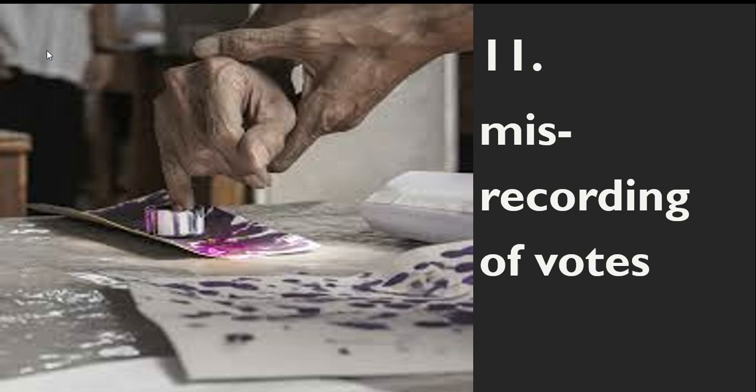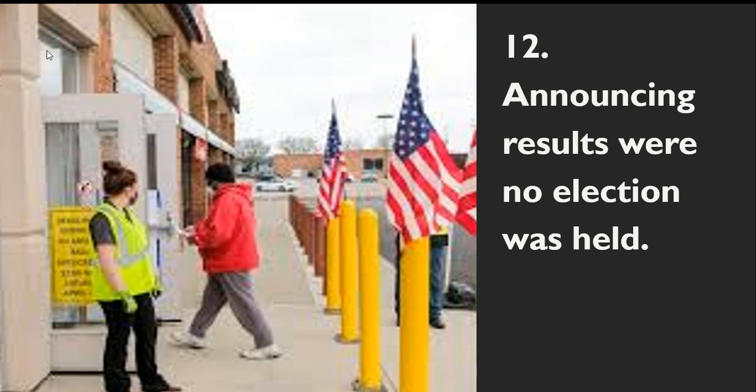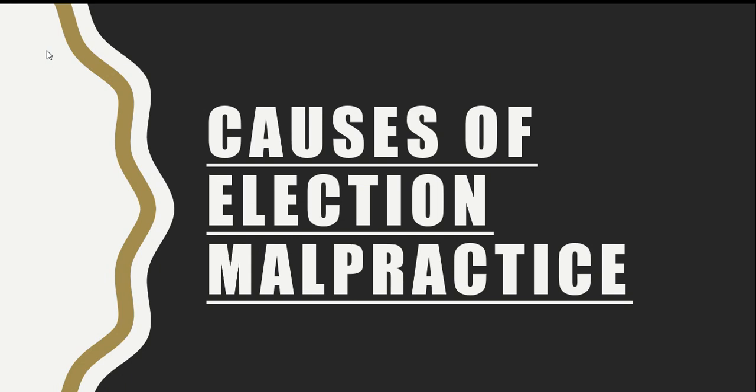That is electoral malpractice. The last but not the least is announcing results where no election was held. You find out that at times election will not happen in certain area. They will just stay in one place and forge election result and announce it. So these are the different forms of electoral malpractice. The next subheading says causes of election malpractice.